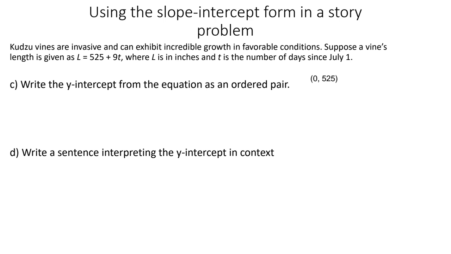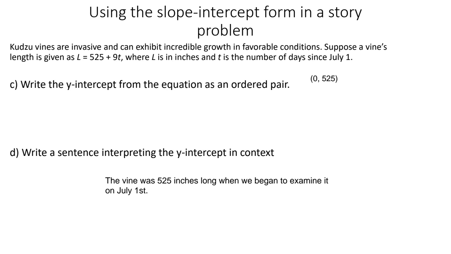Well, this is saying that the vine was 525 inches long when we began to examine it on July 1st. 525 is how long the vine had grown when we started to take calculations. We didn't start when it was a seedling. We started when it was 525 inches long.